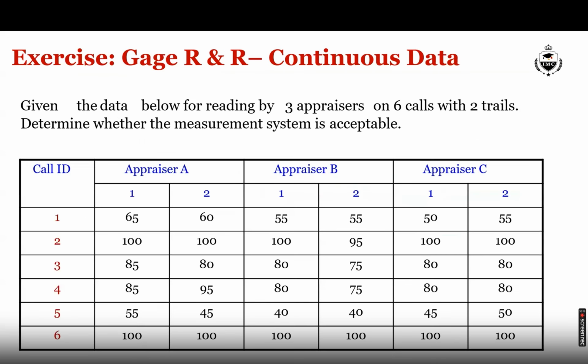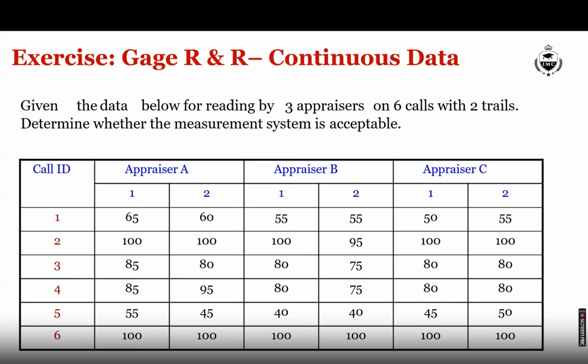If you see this particular case study, there are six call IDs or six call durations which are measured by three appraisers two times. Ideally, all the figures should match, but only call ID 6 measurement has matched. So in a measurement system analysis, we try to find out in the course of measurement, is there a variation? And if there is a variation, how much of this variation is within acceptable limit? That's what we want to find out.